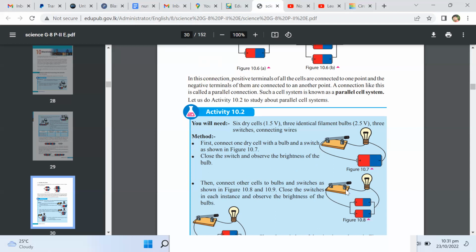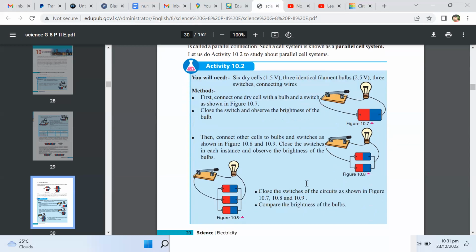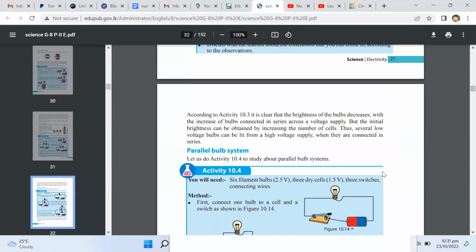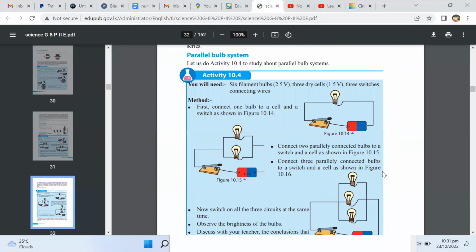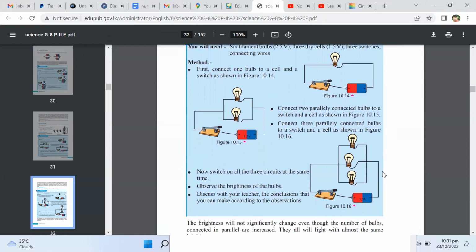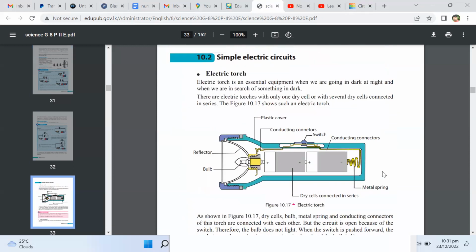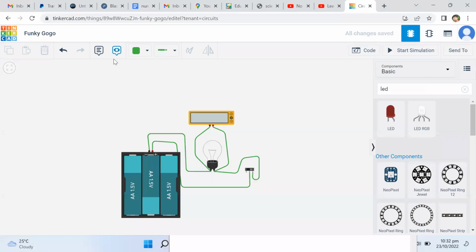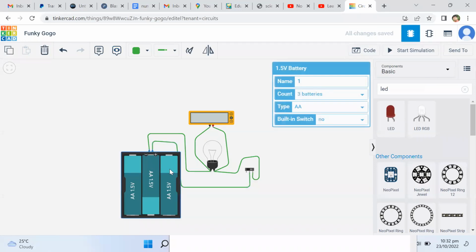Okay, let's see what will happen in the battery parallel connection and also the bulb serial and bulb parallel connection. Let's explore them now, and then let's learn about this simple electric circuit. This is an electric torch. And before that, I would like to explore this part. Let me remove this.